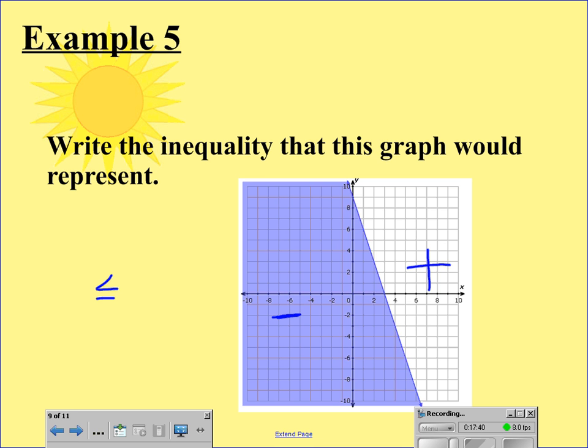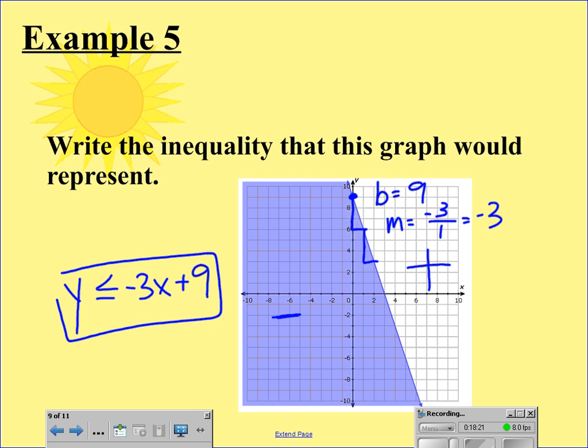We're always going to have y as the relationship. Our y-intercept is here at 9. So b equals 9. We know we're going to add 9 to whatever our slope is. Here it looks like we're going down 1, 2, 3 over 1, down 3 over 1. So if our slope is down 3 over 1, we can write it as negative 3 over 1, or that's just negative 3. So y is less than or equal to negative 3x plus 9.